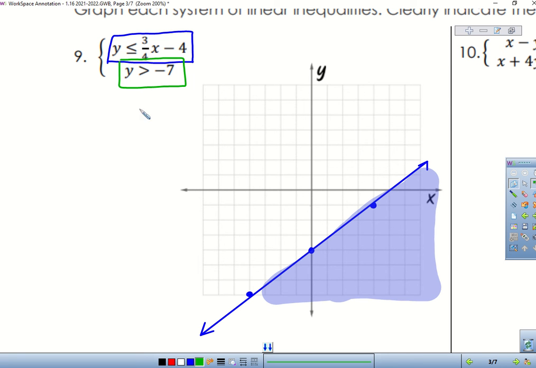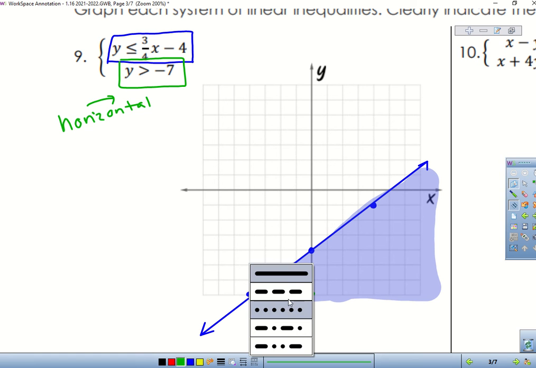And we talked about this yesterday. Y equals a number, or an inequality with a number, is going to be a vertical line, right? So it's a vertical line through the y value of -7. So 1, 2, 3, 4, 5, 6, 7. I'm sorry, horizontal. Why did I say vertical? Horizontal. 1, 2, 3, 4, 5, 6, 7. Right here. Horizontal line. So y equals is horizontal, x equals is vertical.